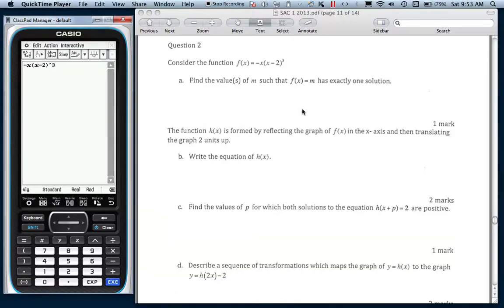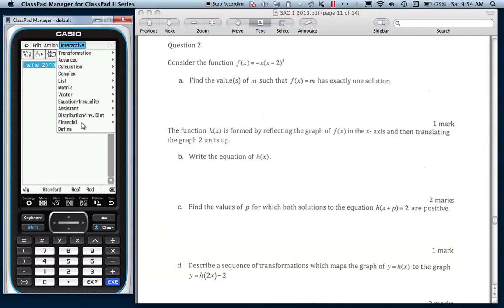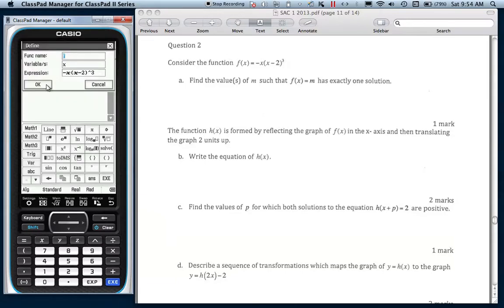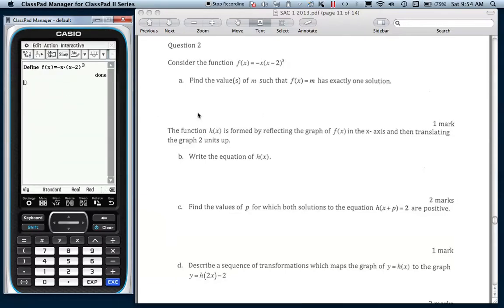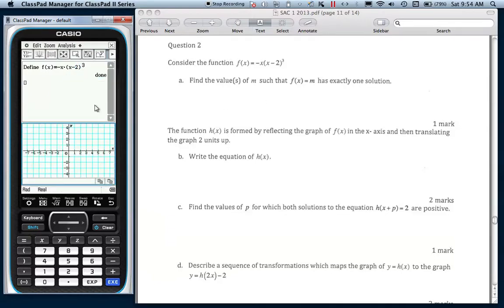Sec 1 2013 question 2. Consider this function. We'll type that into our calculator and then define it. There it is. Find the values of m such that f of x equals m, so it's really y equals a particular value where it has exactly one solution. Best way to look at this is to use a graphical approach.